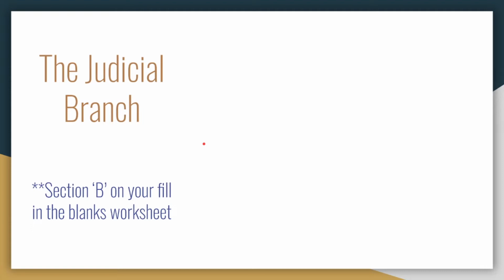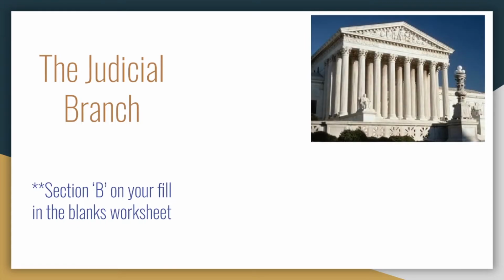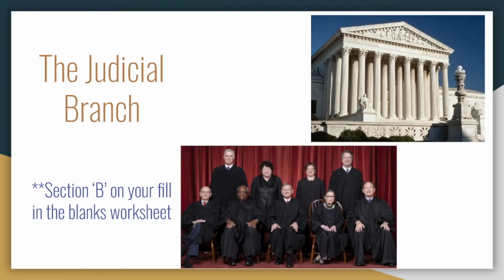The next thing we talked about in session 3 was the judicial branch, which is section B of your worksheet. So the judicial branch is composed of the Supreme Court and other federal courts. The Supreme Court is the highest court in the country and is the final judge on cases involving the Constitution. The 9 justices of the Supreme Court must be appointed by the President and approved by the Senate.